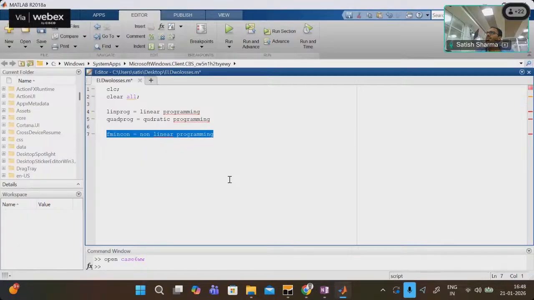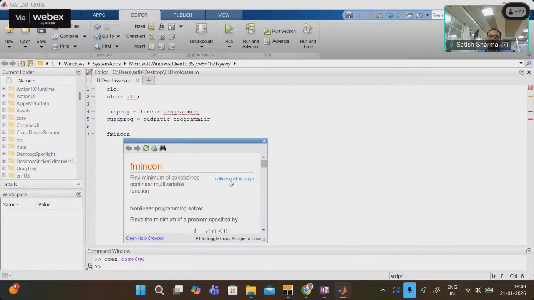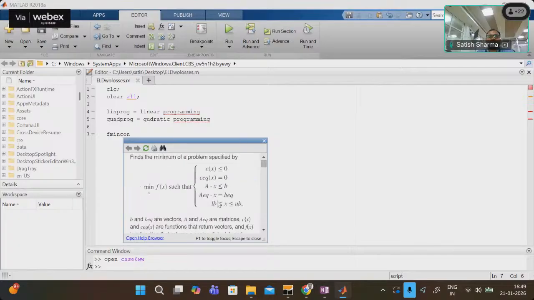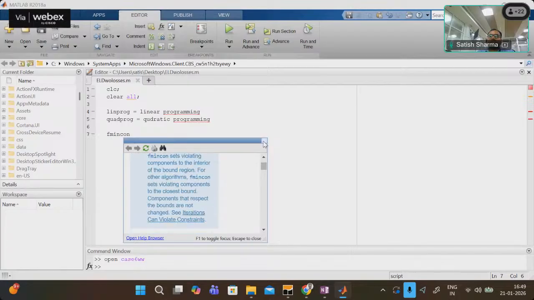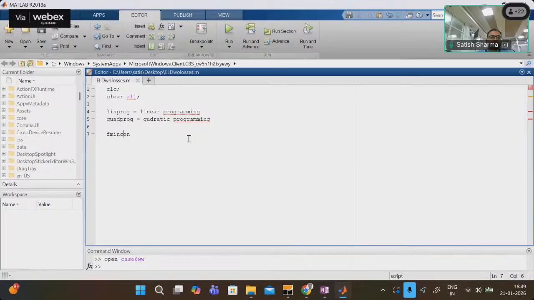I request everyone to open your MATLAB, type fmincon and press the F1 button on it, so that you can see a help file and read it. That's how it looks. This is the generalized structure of the problem, and then the different input ways and different examples are provided in the help file. Now we will discuss these two problems. First of all, I will discuss linprog. So how does linprog work?